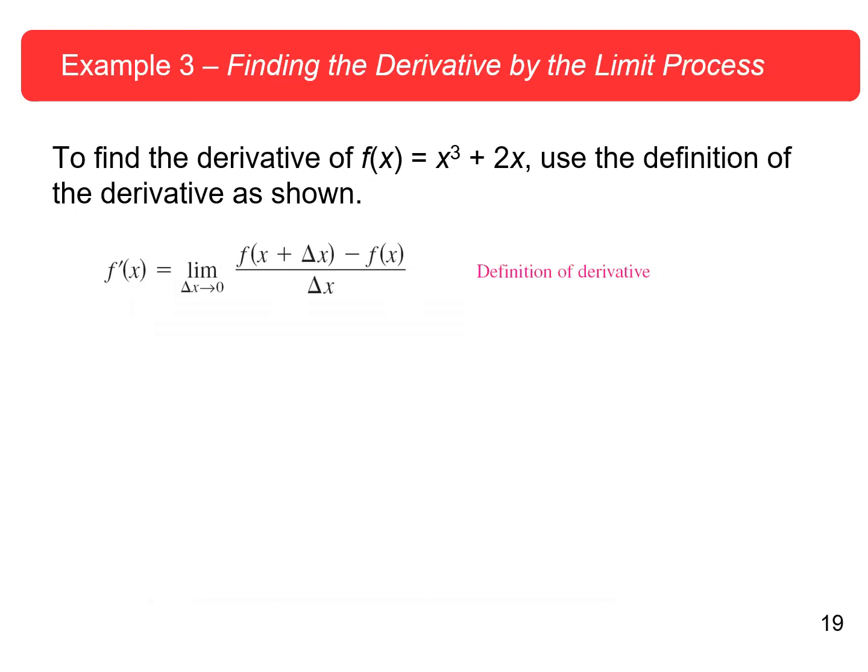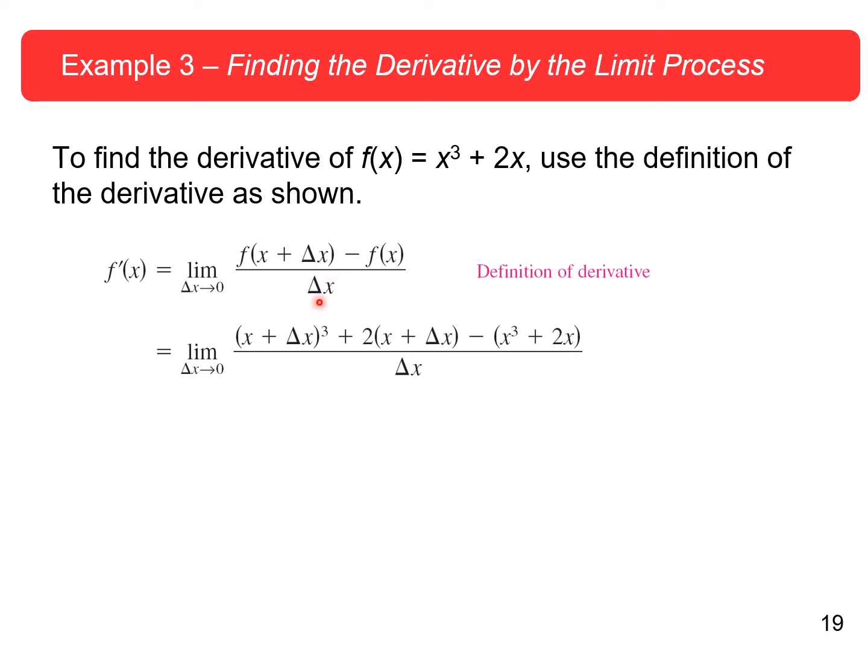Now let's find the derivative of a function using the limit definition. Suppose you're given the function x cubed plus 2x. Let's find the derivative of the function at any point x. By definition, f prime of x is just equal to f of x plus delta x, which means replace all the x's here by x plus delta x, and then minus, just copy this function here, divided by delta x.